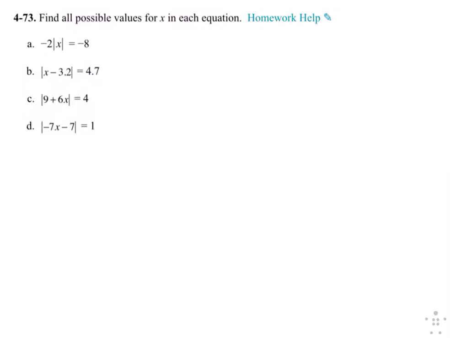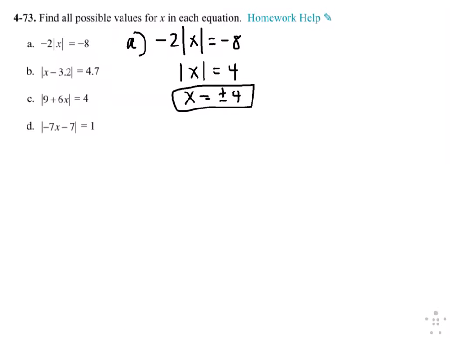Okay, 73 wants us to solve equations, so let's go through this. So I have -2 times absolute value of x equals -8. I divide both sides by -2, and I get absolute value of x equals 4. So that means either x equals 4 or -4, right?